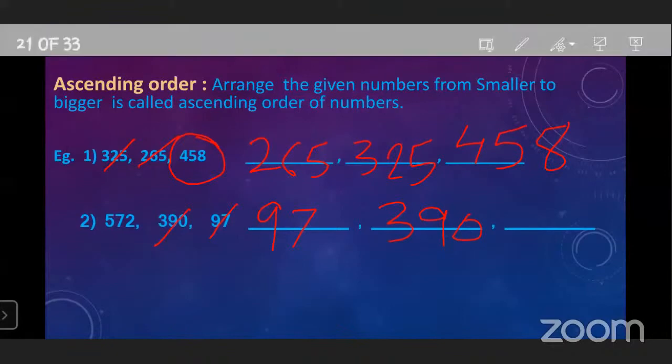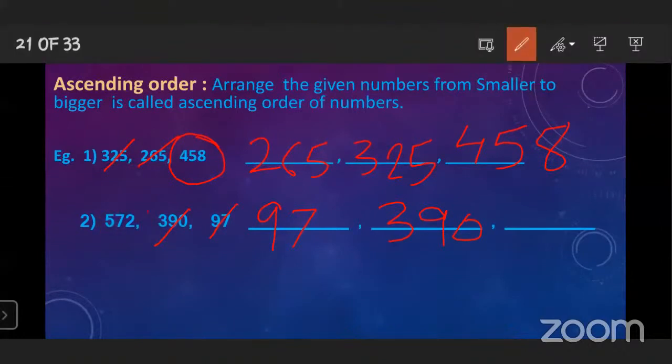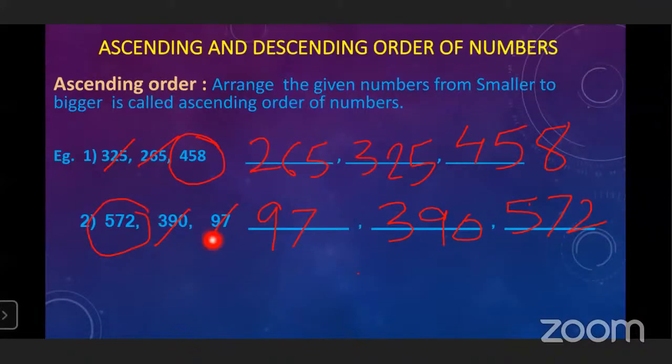So which number is left now? Only 572. So you can write directly here, because no number is left now for comparing. 572. Yes, very good. Means you can say that from these three numbers, 97 is the smallest number and 572 is the biggest number. Okay, understood?